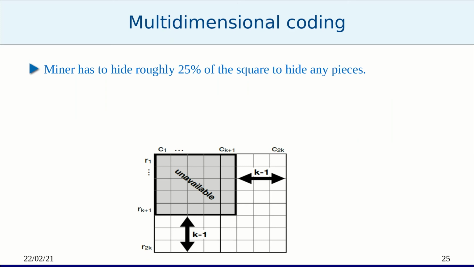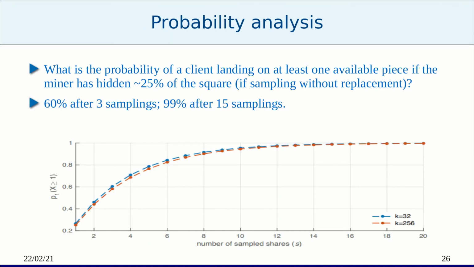With the two-dimensional scheme, and in the paper, we specifically use Reed-Solomon codes with a 1-to-1 message to coding ratio. The miner has to hide at least 25% of the square in order to make it so that the block cannot be recovered. So with the scheme, if you want a 99% probability guarantee that the entire block data is available, then you have to make 15 sample requests. If you make 30 sample requests, you have a 99.99% guarantee.